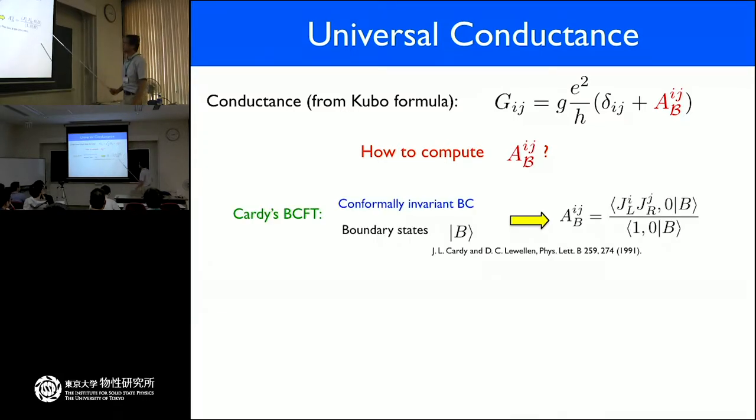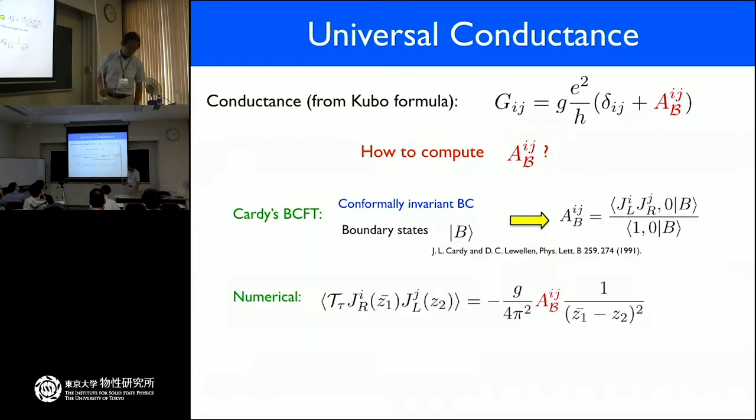In some simple cases, one can use this boundary conformal field theory, okay, and basically just calculate the correlator in the presence of these boundary states. And numerically, if one can directly compute this correlator, then you will get this. Okay, so z here is just x plus i tau, or i x plus t, depending on your convention. So the focus of my talk will be to tell you how one can do this.